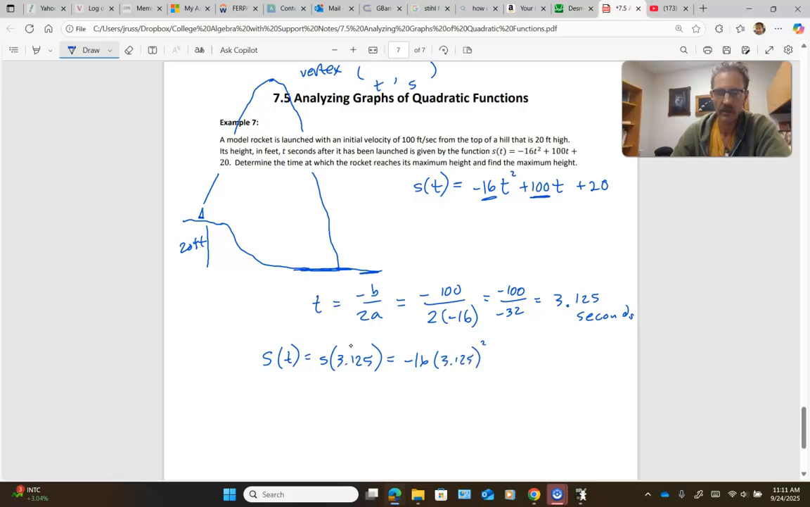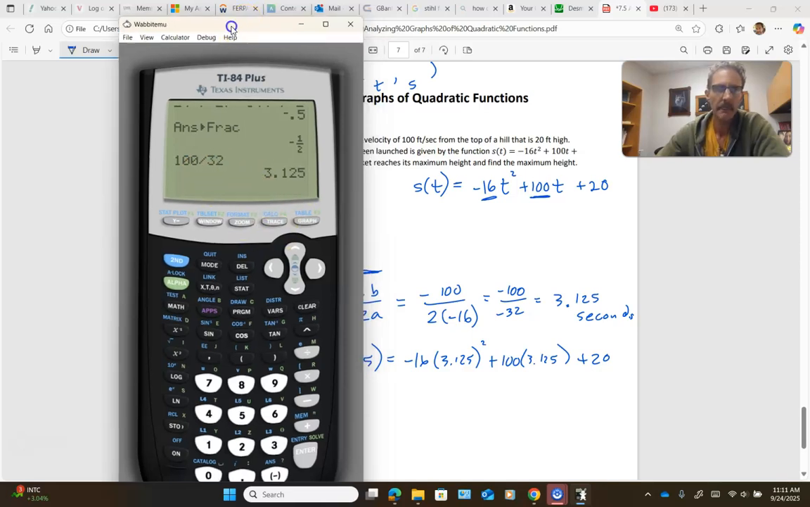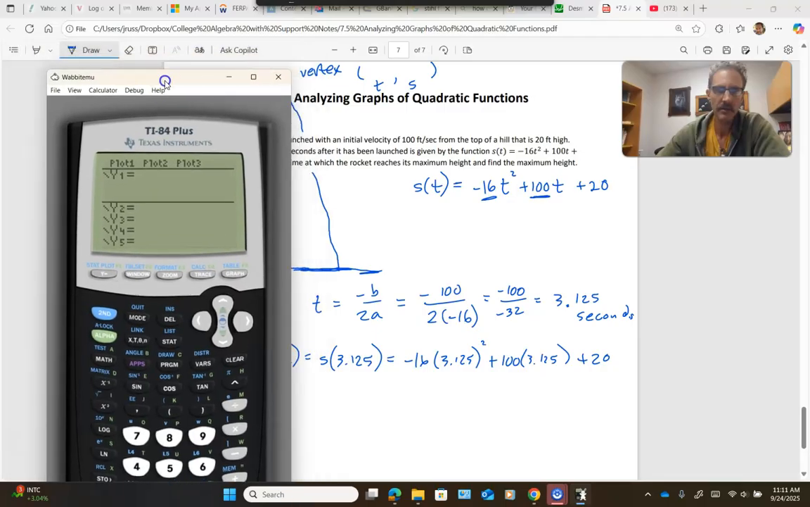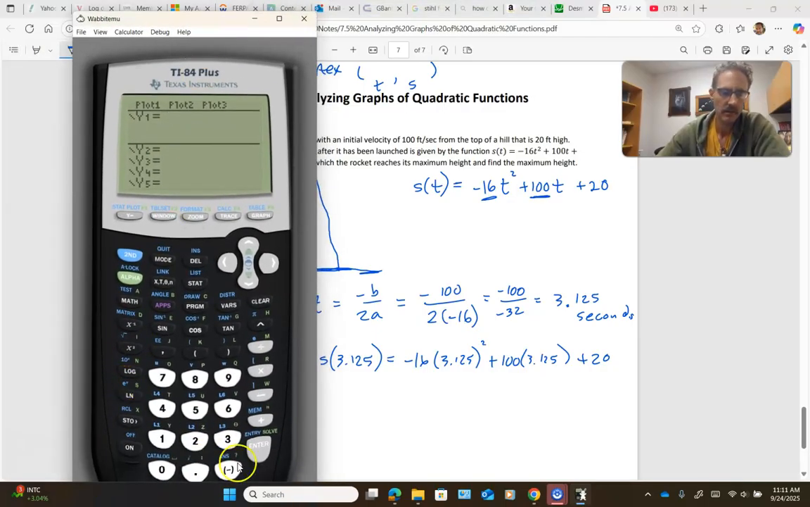3.125 squared plus 100 times 3.125 plus 20. Okay. Now you can type all this into your calculator if you want. Let me show you what else you can do with your calculator. You actually type the function in here, and I'll do this.